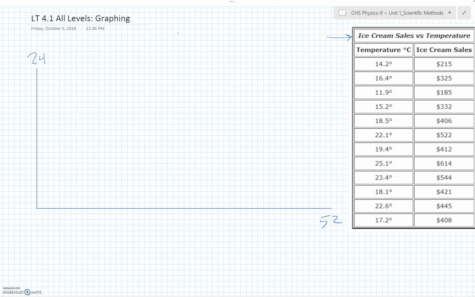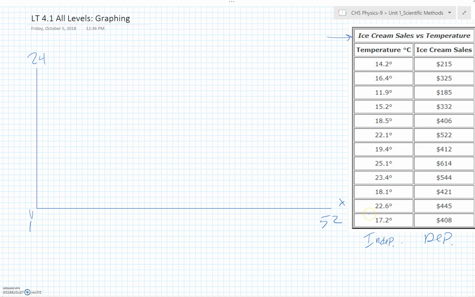So here's what we got. I've got my axes, I've got my y-axis and my x-axis. Y is vertical, x is horizontal. And the first thing that we have to do is decide the temperature, is that going to go on the x-axis or the y-axis? And we don't know what this experiment was because we didn't do it. So the general rule of thumb is that the first column is going to be your independent variable, and your next column will be the dependent variable.